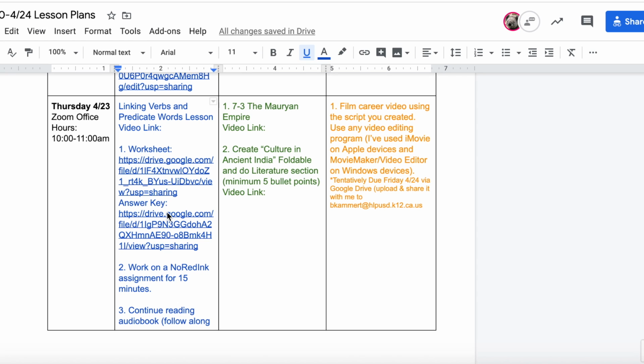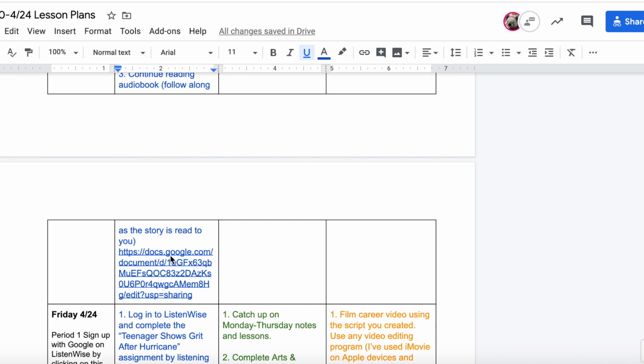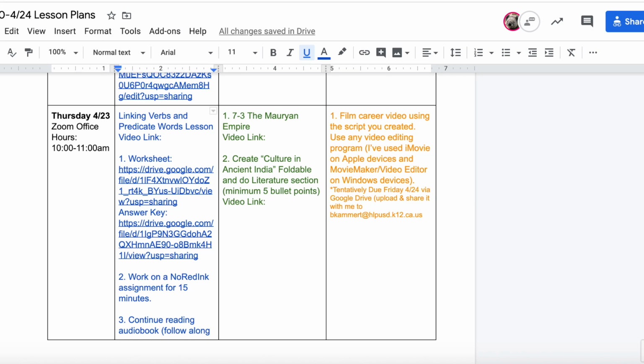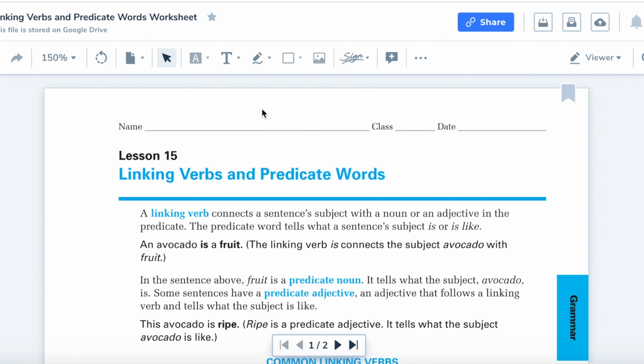Don't forget that after you're done with this, you need to also work on a no red ink assignment for 15 minutes and continue reading your audiobook that you should have already started. So make sure that you don't forget those once this is over.